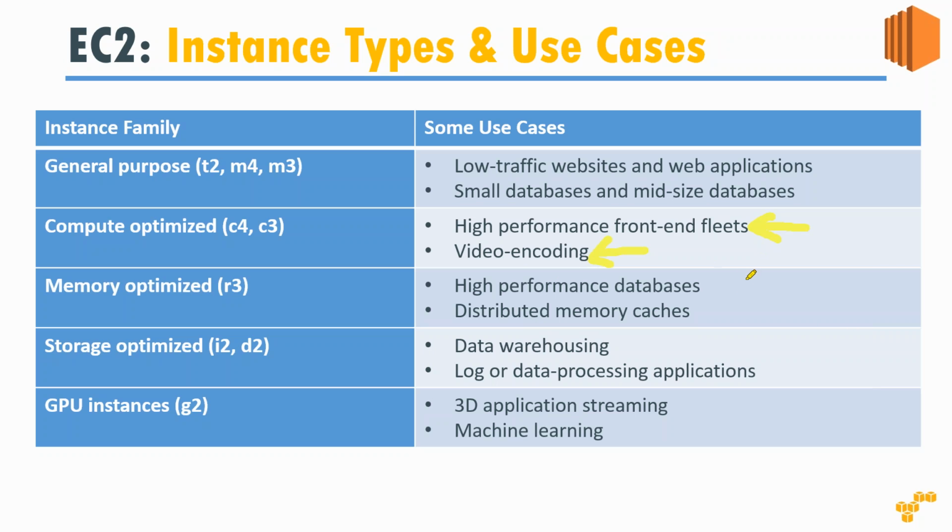compute optimized. And when we come to memory optimized ones, we are talking about highly performant databases or distributed memory caches. If you want the database to be really good, or if you want a streaming workload of media data, then memory optimized looks very good. And storage optimized, for data warehousing, big data computations, and all those things. And the GPU or the field programmable arrays were used for machine learning, artificial learning, and 3D application streaming also.